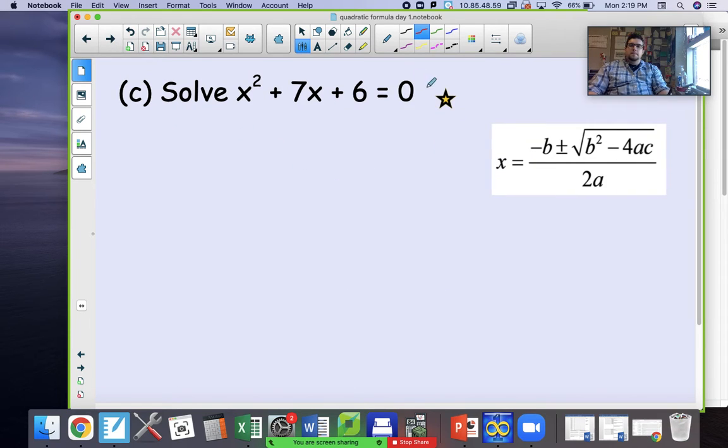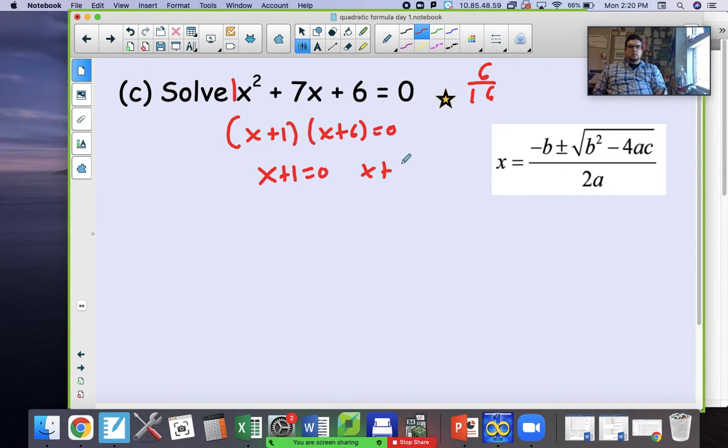So let's take a look. This one, we could solve it by factoring. If we factor, we take 1 times 6. I need two numbers that multiply to give us 6 and add to give us 7. It's 1 and 6. We'd break it down. We get our two binomials, x plus 1, x plus 6. We use our zero product property. Like this. So x is negative 1 or negative 6. Factoring is definitely the quicker method.